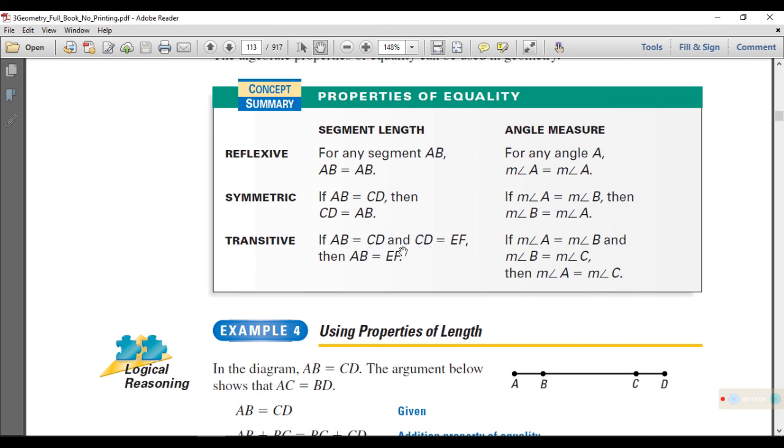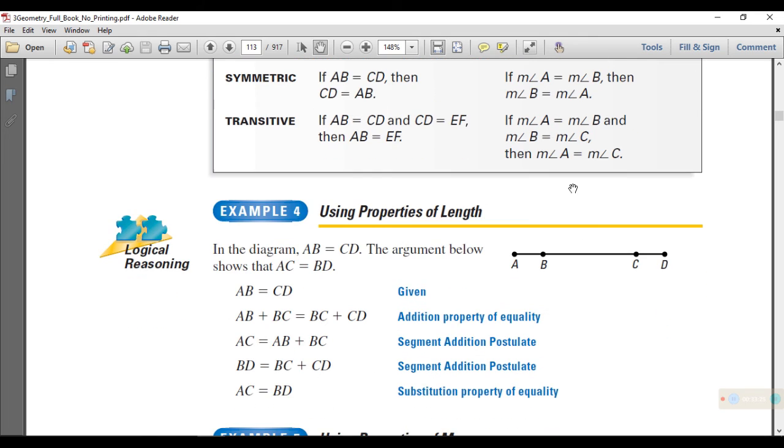So, sa transitive, meron tayong panggitna. May middleman tayo ulit, si CD. If AB is equal to CD and CD is equal to EF, then AB is equal to EF. Now, we have the same idea for angles. The measurement of angle A is equal to the measurement of angle B, and measurement of angle B is equal to the measurement of angle C. Middleman natin si angle B. So, the measurement of angle A is equal to the measurement of angle C.